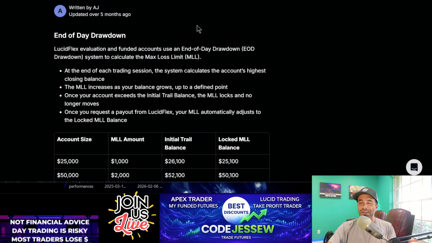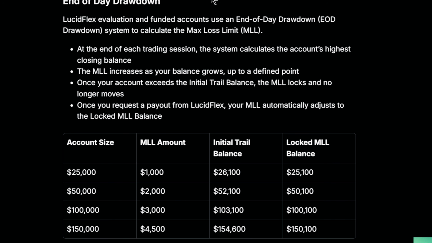That's it. All right, and then we got the drawdown because we need to make sure that you're aware of this. Lucid Flex evaluations and funded accounts use an end-of-day drawdown system to calculate the max loss limit. At the end of each trading session, the system calculates the account's highest closing balance.